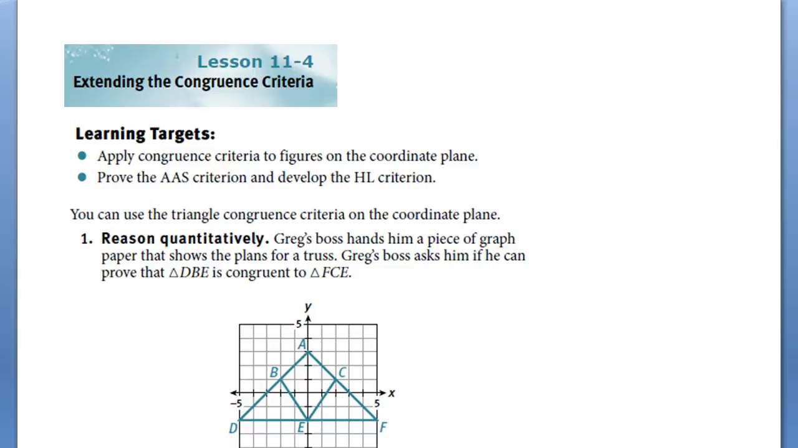This video is for lesson 11-4. I'm going to do a little bit more with the congruence criteria. Learning goals are to apply the congruence criteria to figures on a coordinate plane, and let's prove the AAS criterion and create a criterion called HL. We can use the triangle congruence criteria on the coordinate plane.